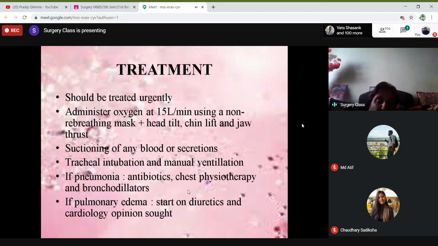If it is pulmonary edema, sometimes the saturation will start dropping, and the patient can have frothy white sputum in the mouth, and you suspect pulmonary edema. So you give diuretics like injection furosemide, or you consult a cardiologist.